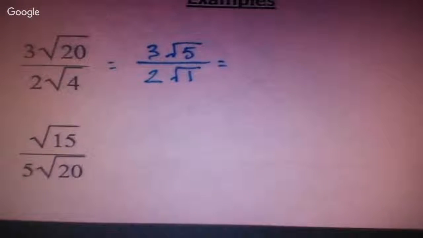Simplify any square roots. Is the square root of 5 a perfect square? No. Can't do anything with it. What about the square root of 1? The square root of 1 is just 1. This is where you need to start getting into the ideas that the square root of 1 is 1, the square root of 4 is 2, the square root of 9 is 3, the square root of 16 is 4. My suggestion to you is to memorize probably up to 12.